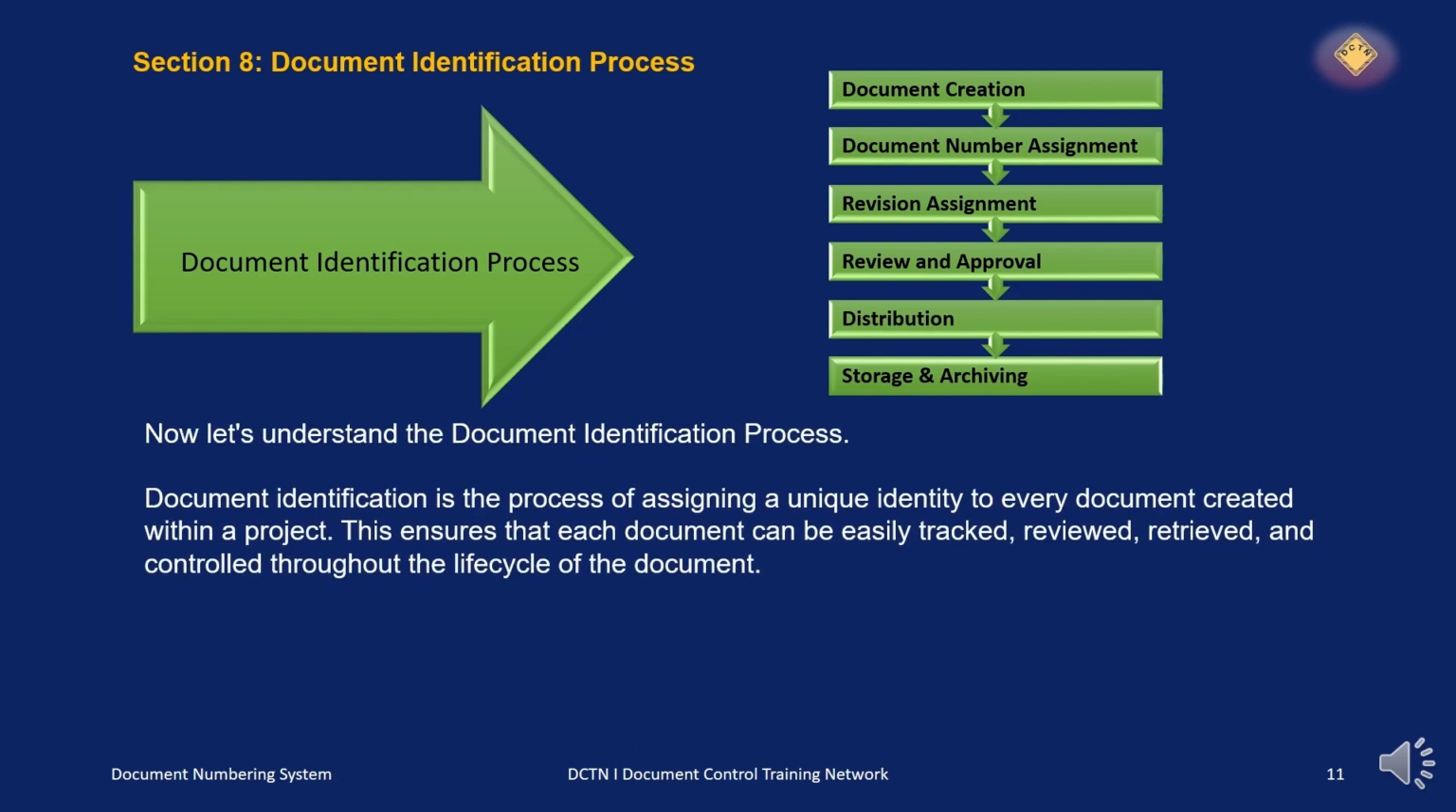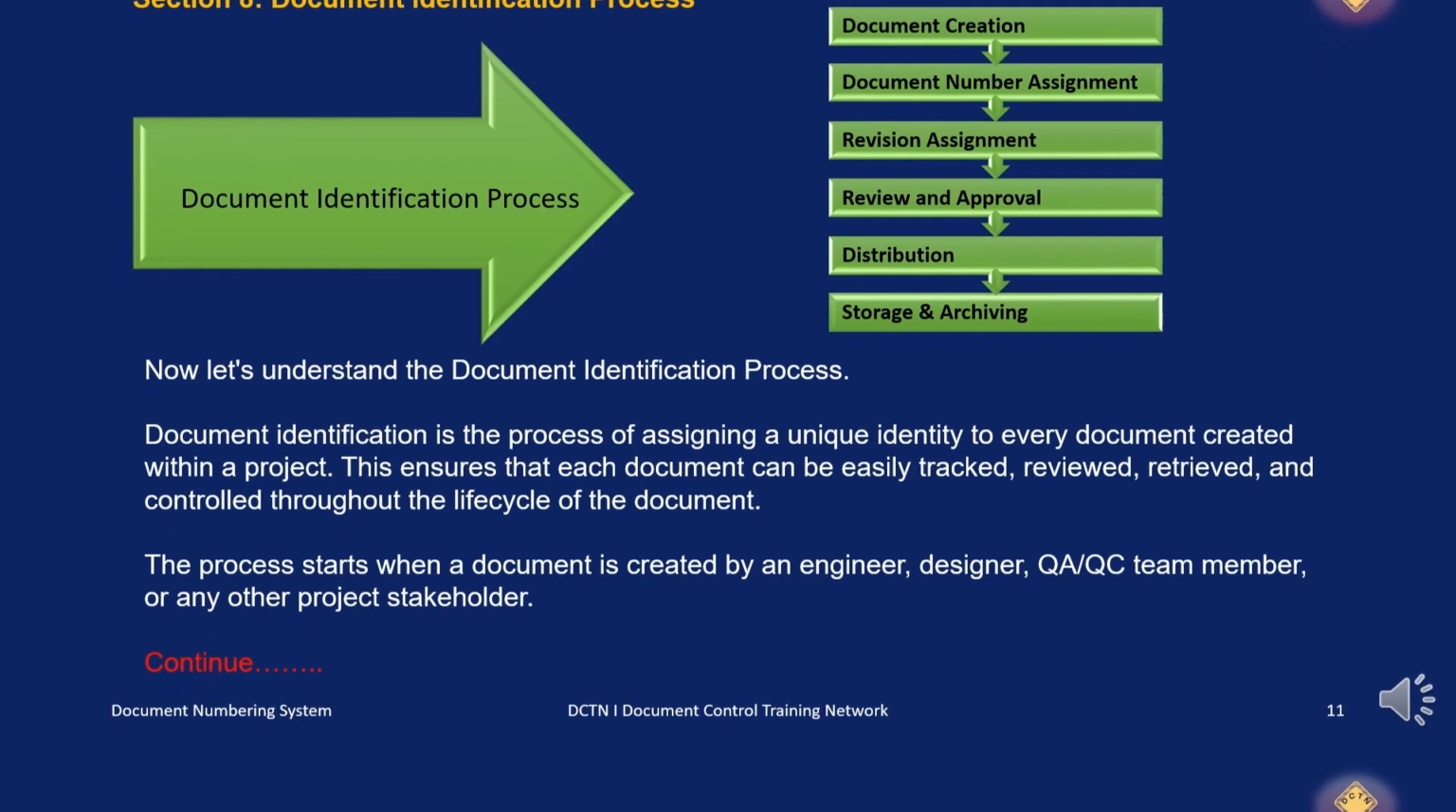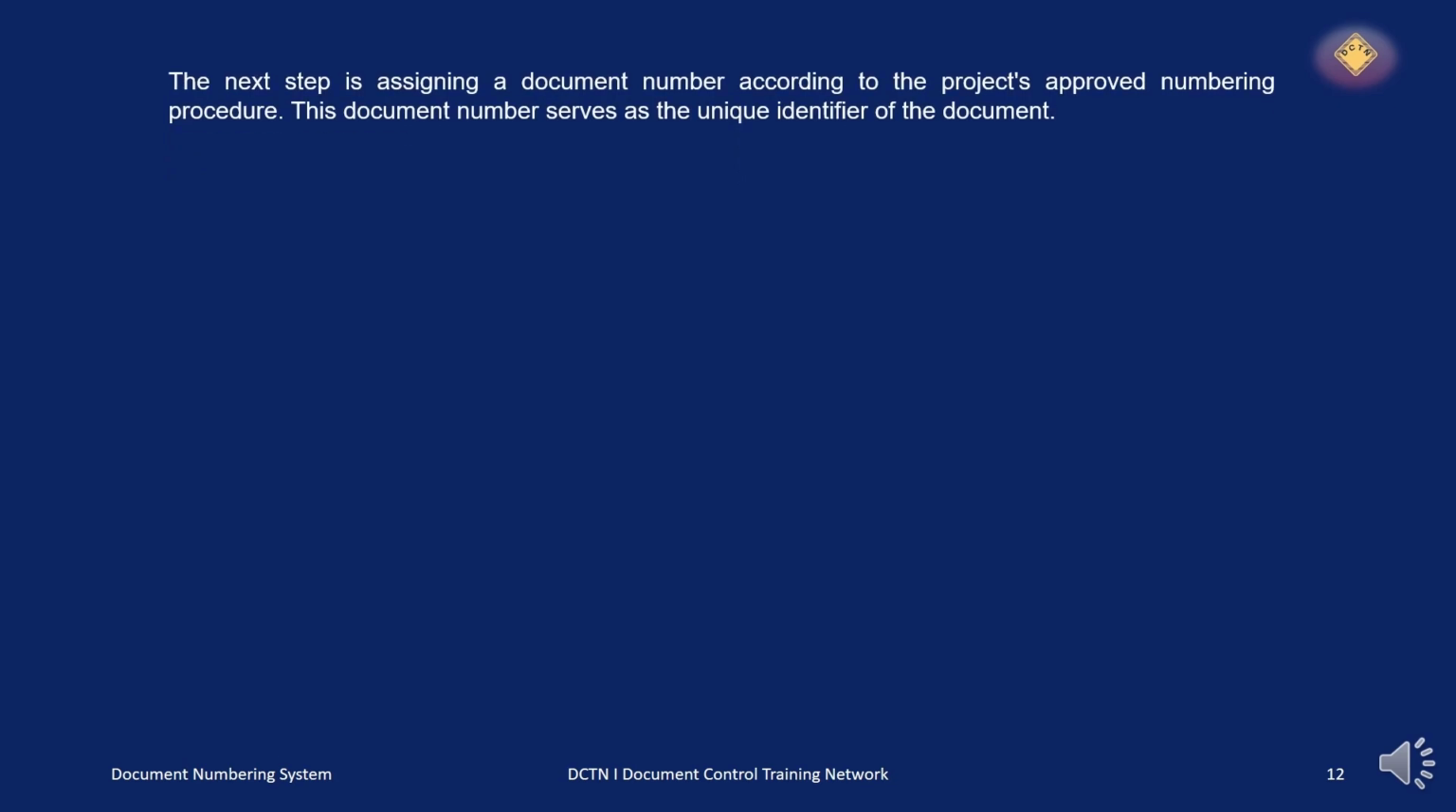Document identification is the process of assigning a unique identity to every document created within a project. This ensures that each document can be easily tracked, reviewed, retrieved, and controlled throughout the life cycle of the document. The process starts when a document is created by an engineer, designer, QA/QC team, or any other project stakeholder. The next step is assigning a document number according to the project's approved numbering procedure.